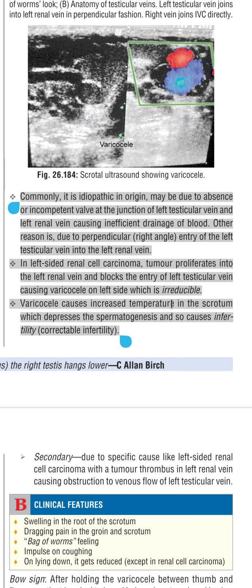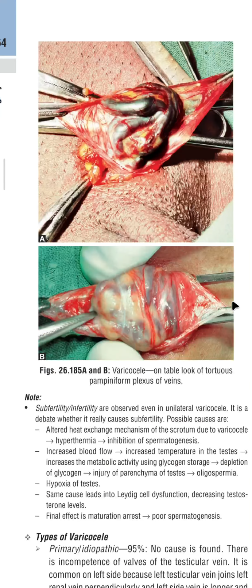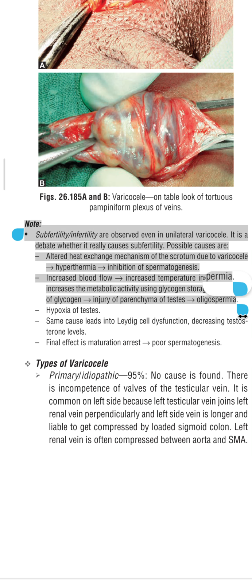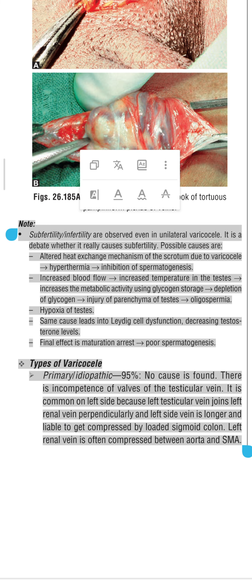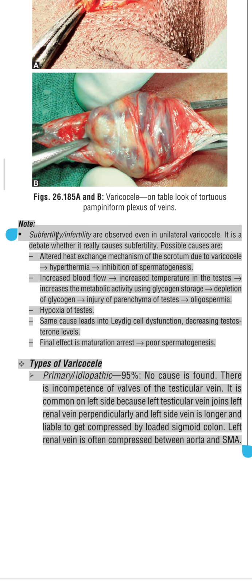Varicocele causes increased temperature in the scrotum, which depresses spermatogenesis and so causes infertility, correctable infertility. Note: subfertility and infertility are observed even in unilateral varicocele. It is a debate whether it really causes subfertility.